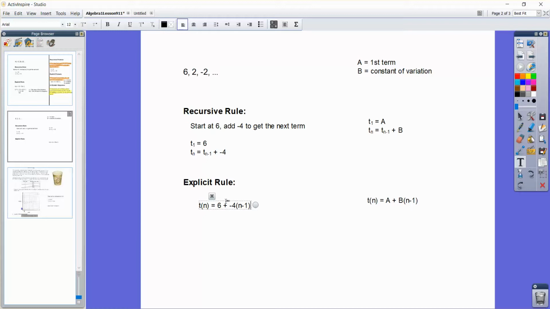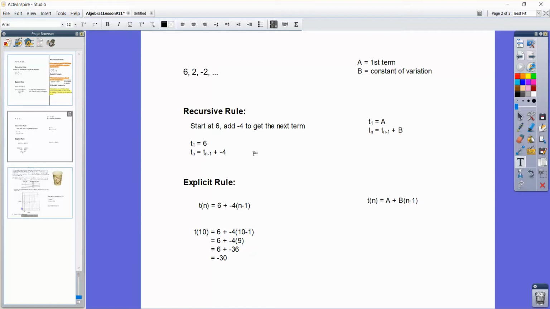And again, just like before, if I wanted to find a certain term in a sequence, I can do that. Let's say I wanted to find the 10th term. I would do t of 10, and that equals 6 plus -4 times 10 minus 1. 10 minus 1, excuse me, simplifies to 9. So that's 6 plus -4 times 9. That equals 6 plus -36, or -30. So if I continued this sequence all the way up through the 10th term, it should be -30.